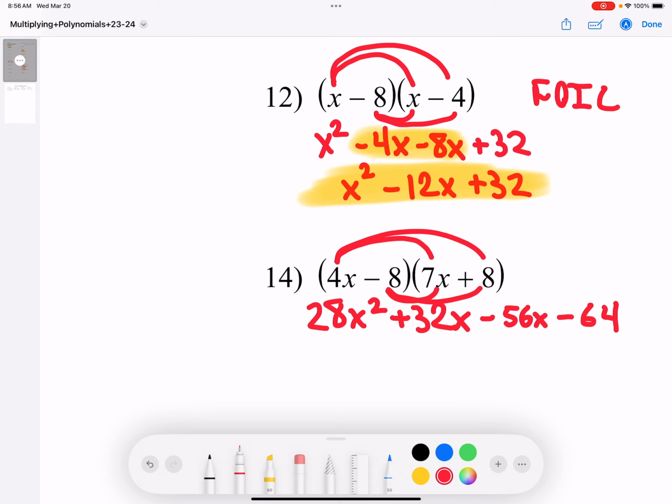So then we're going to combine our like terms here. I'm going to underline them in blue so we're not getting confused with all the highlighting. So we keep the 28x squared. 32 minus 56 is negative 24x. And then we keep the minus 64.